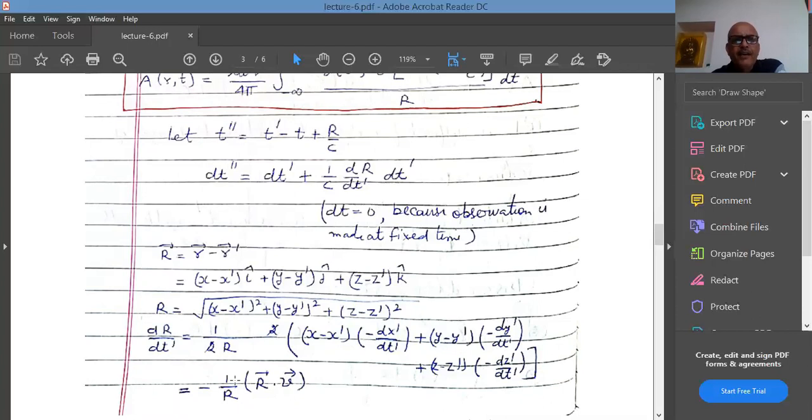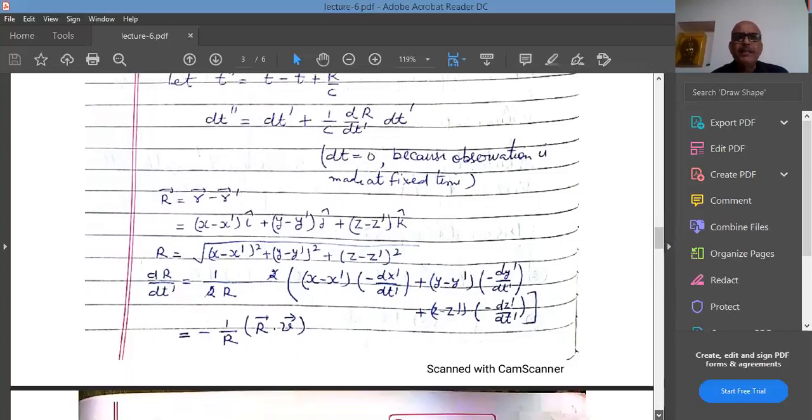2 will cancel out and we are left with 1 over r. We take out the minus sign from the whole bracket, and whatever we are left with inside the bracket can be written as r dot v. r is i cap into x minus x dash plus j cap into y minus y dash plus k cap into z minus z dash. dx dash upon dt dash is basically the rate of change of the x coordinate of the charge when the electromagnetic signal was generated, with reference to the time at which it was generated. The same thing holds for dy dash over dt dash and dz dash over dt dash. So v is the retarded velocity, or the velocity when the signal was generated. So we can write dr over dt dash to be equal to minus 1 over r, and then r dot v with a minus sign.